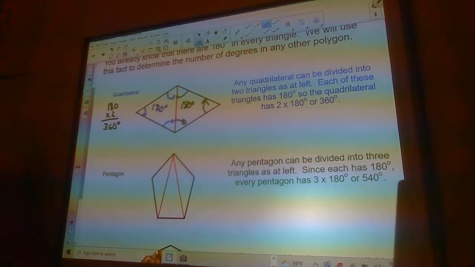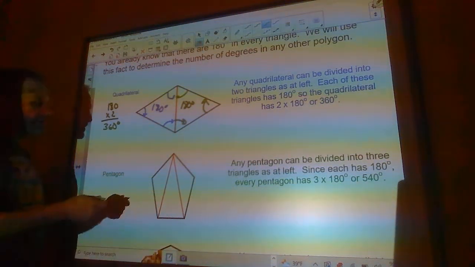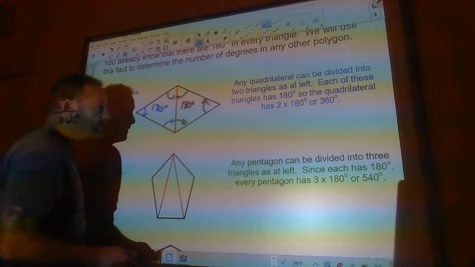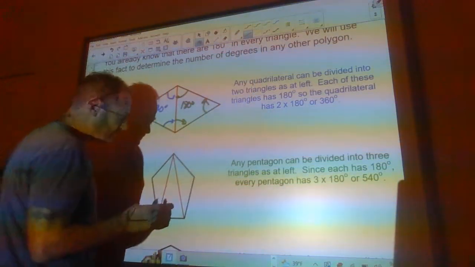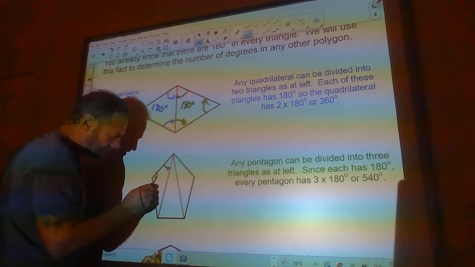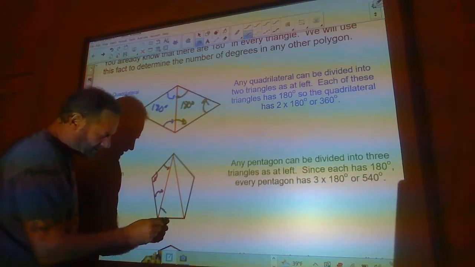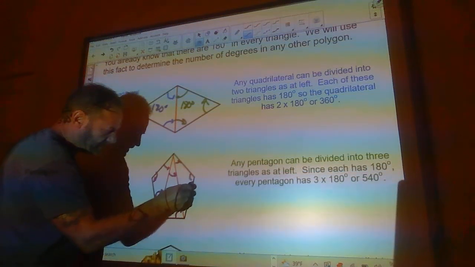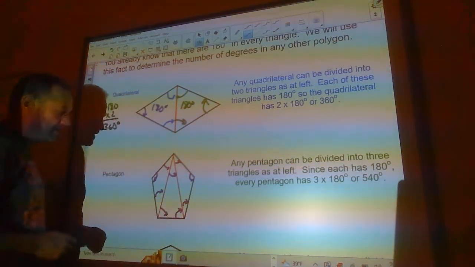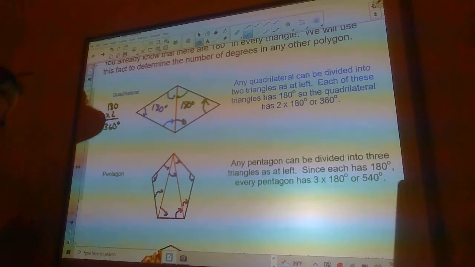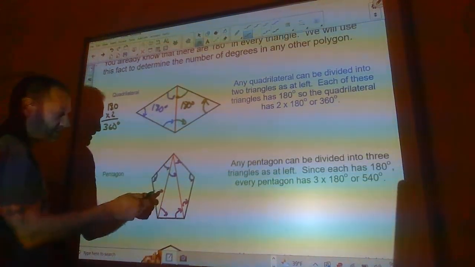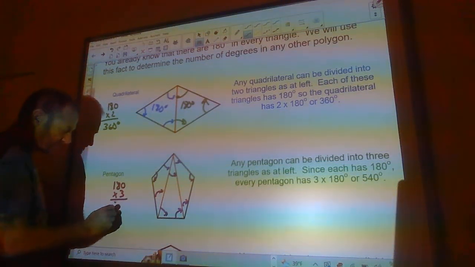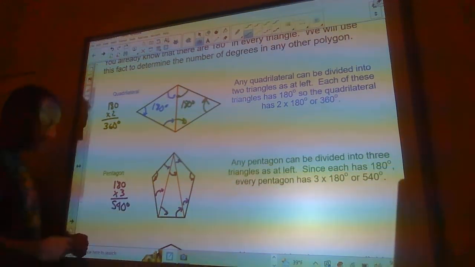All right, so let's check out a pentagon. Now, we call this triangulation here. We're triangulating this polygon. So again, we have these 3 angles make 180. These 3 angles make 180, and these 3 angles make 180. So the 9 angles make up the 5 angles of the pentagon here. So there's 180 times 3, or 540 degrees in the pentagon.